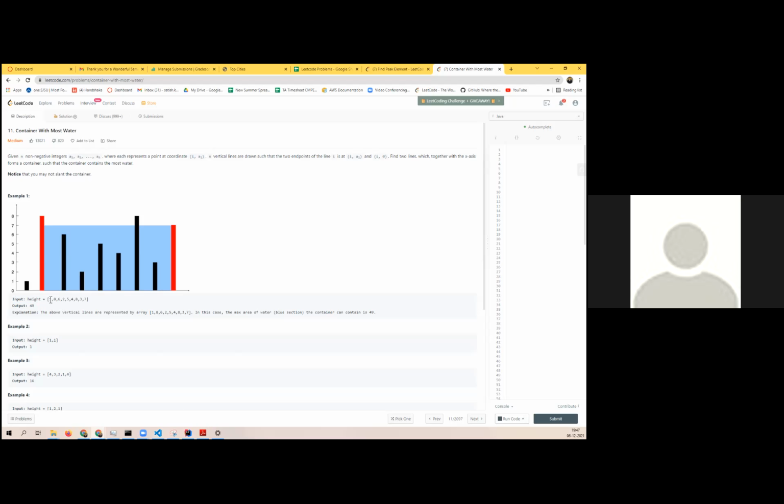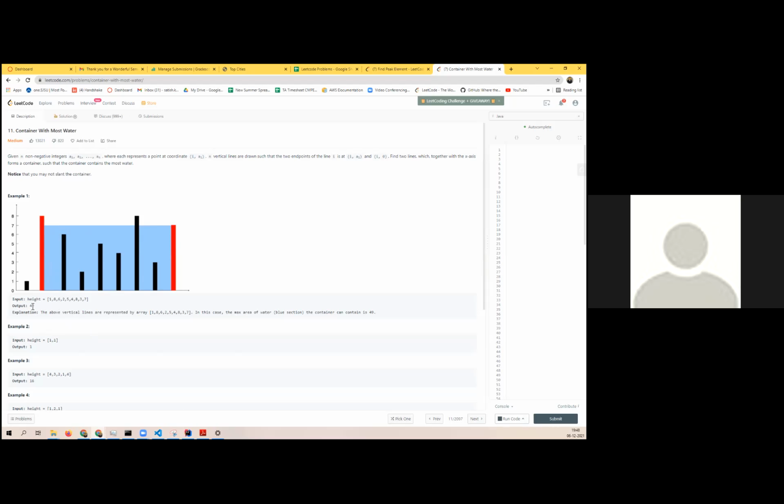This way we build this kind of bars, and we have to identify the maximum amount of water that we can store between the bars. Between two bars we can consider it as a container, but just to understand it simply, we are taking it as a bar. Our goal is to find the maximum water that we can store between any two of the bars.